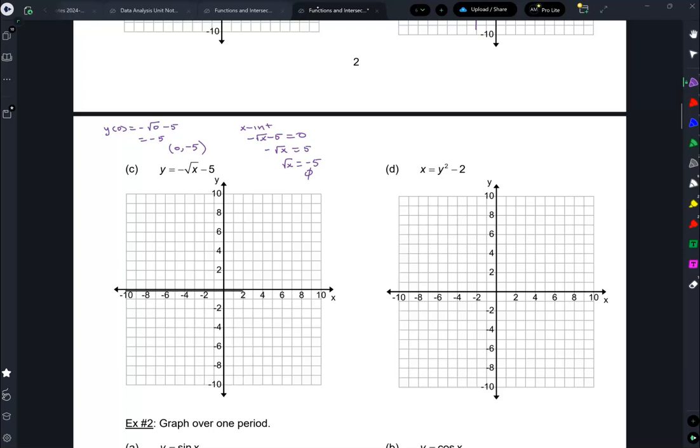Okay, all right, so to graph this, okay, so we know there is a vertical shift of negative 5, right? So here we go, that's the y-intercept. And then if I go over 1, I go down 1. If I go over 4, I go down 2. Right? Clearly, no x-intercept.